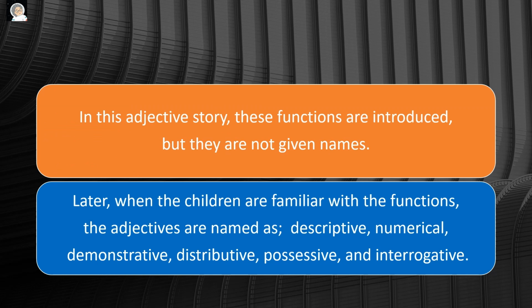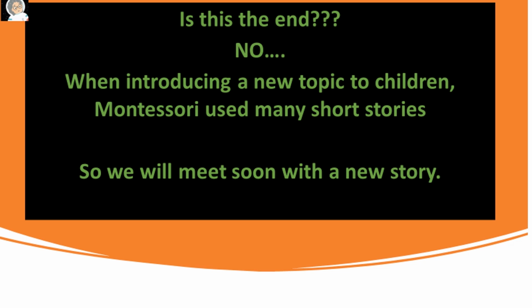In this adjective story, these functions are introduced, but they are not given names. Later, when the children are familiar with the functions, the adjectives are named as descriptive, numerical, demonstrative, distributive, possessive, and interrogative. That takes us to the end of the story of the noun family and the multitude. This is the end? Of course not.